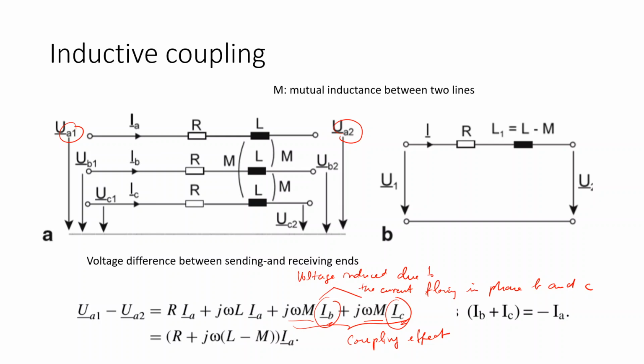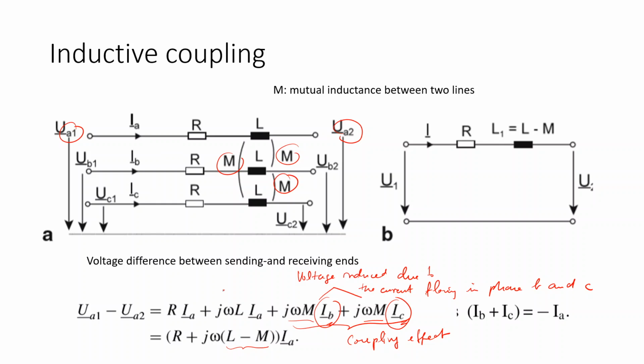If the system is balanced, IA plus IB plus IC is 0. So IB plus IC is negative IA. So you can replace this, because if you assume that the mutual inductances are the same between phase A to B, B to C, and A to C, so all these mutual inductances are the same, you could take the common factor of j omega M out, and this becomes IB plus IC, and IB plus IC is negative IA. So you can put this as the total inductance.